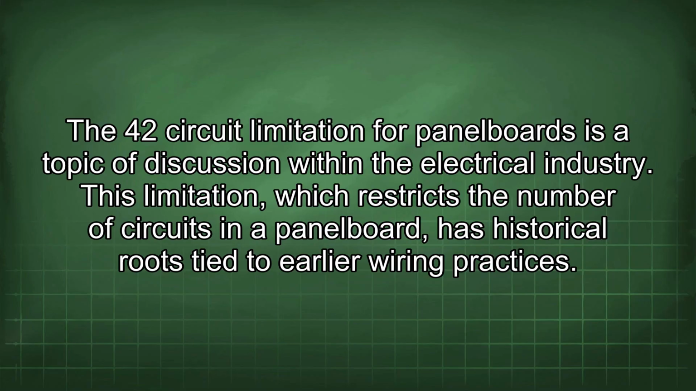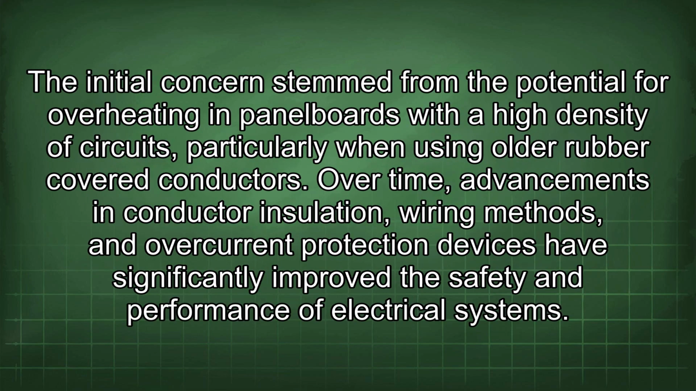The 42 circuit limitation for panel boards is a topic of discussion within the electrical industry. This limitation, which restricts the number of circuits in a panel board, has historical roots tied to earlier wiring practices. The initial concern stemmed from the potential for overheating in panel boards with a high density of circuits, particularly when using older rubber-covered conductors. Over time, advancements in conductor insulation, wiring methods, and overcurrent protection devices have significantly improved the safety and performance of electrical systems.